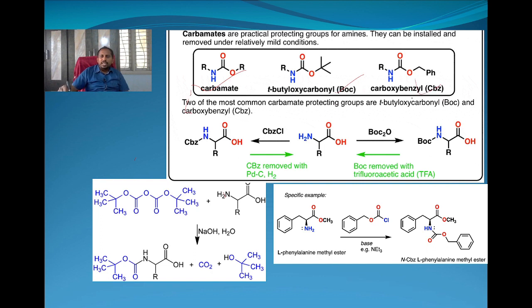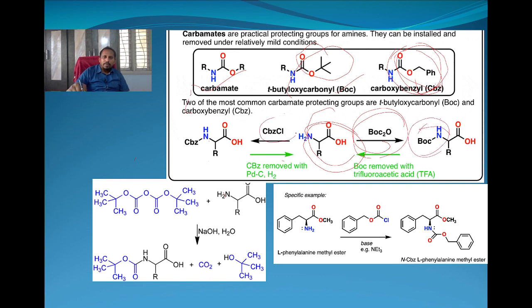Carbobenzyloxy, or CBZ, is this benzyl group. So this is the total CBZ group, and this one is the BOC group. Benzyloxycarbonyl, CBZ. Here is the amino acid. In the presence of Boc anhydride, this amino acid will get a Boc protection on the NH2 here.